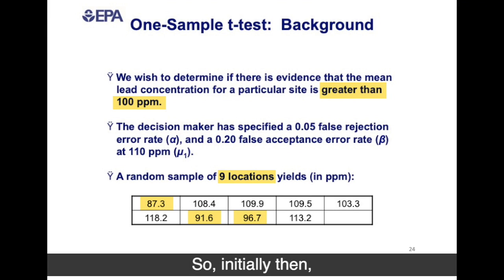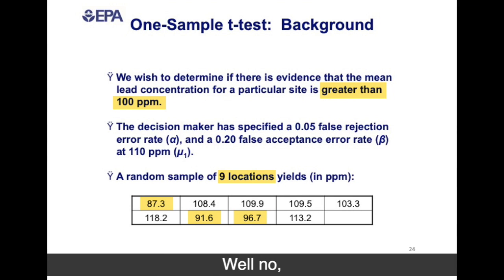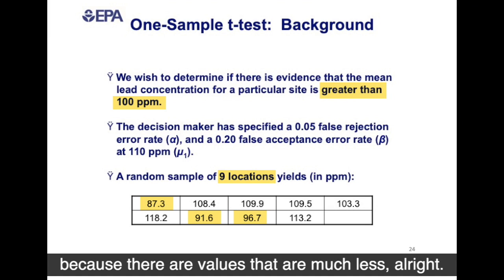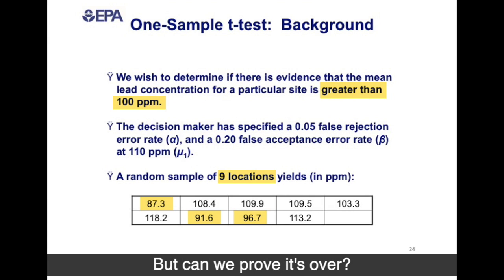So initially then, would you say that we've got a problem? Problem in the sense that, is it easy to make a decision? Well, no, because there are values that are much less, right? Superficially, it looks like they're going to be over. But can we prove it's over? That's where we're going to deal with it.